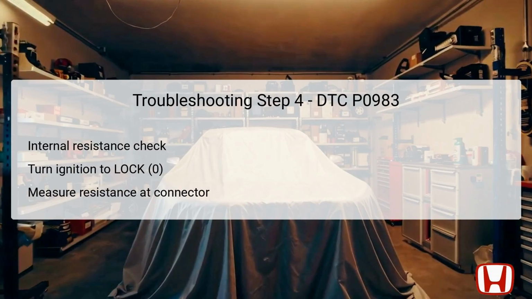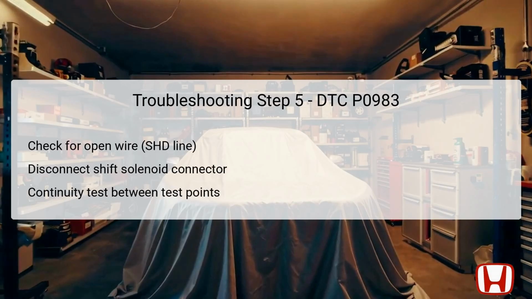If the resistance falls within this range, it indicates no issues with the solenoid. But if not, further investigation into the wiring or solenoid condition is required. The fifth step involves checking for an open wire in the shift solenoid harness line.